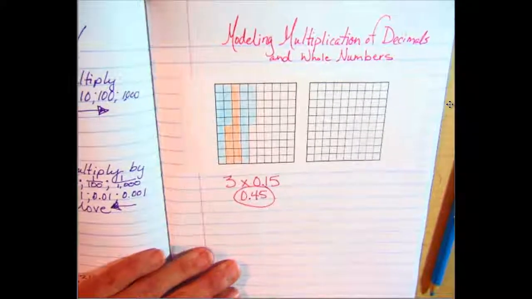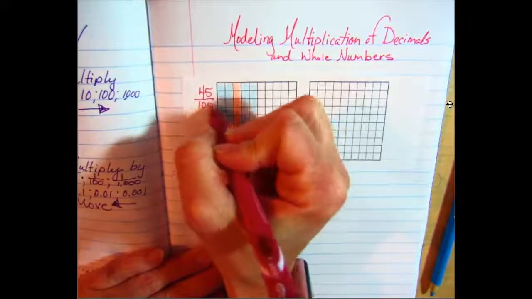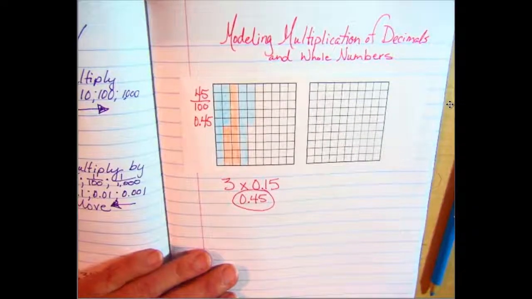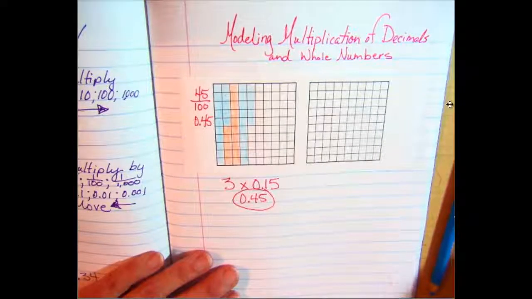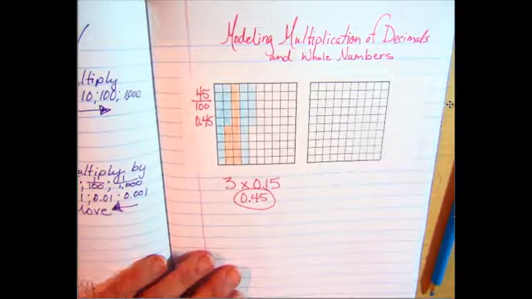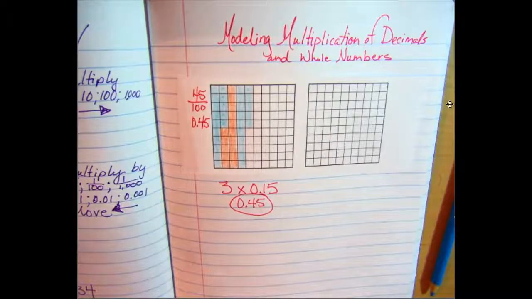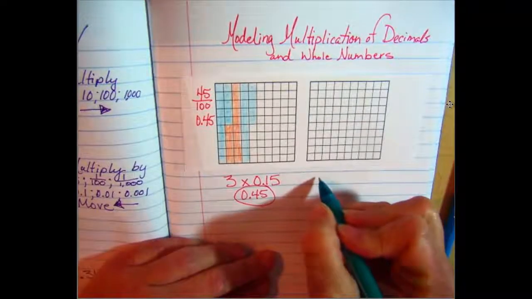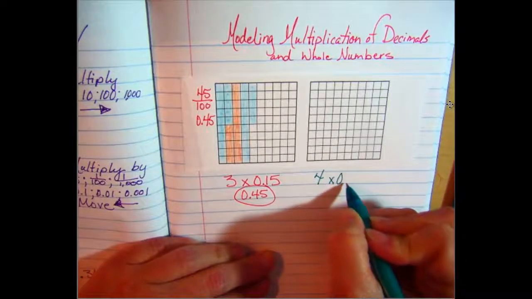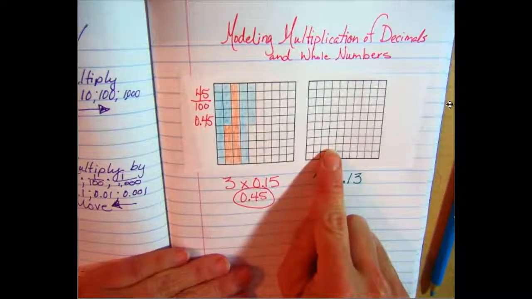That's all we're doing on this. I can write it this way. I can write it this way. All 45 hundredths. You get it? So I'm going to show you one more before I have you practice on your own. Let's do the problem 4 times 13 hundredths. So on this model, how many groups am I going to have?